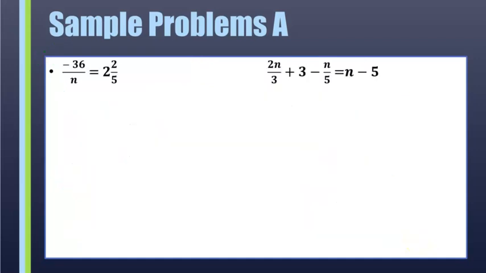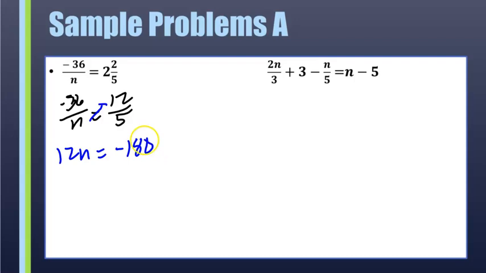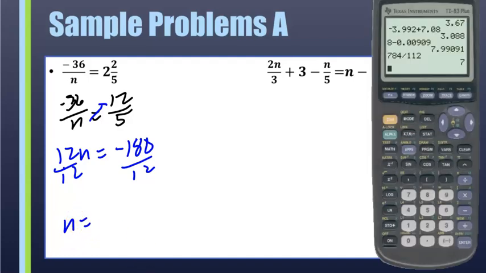Next, I have -36 divided by n equaling, as an improper fraction, 12/5. To solve this, I'm just going to use cross products, so 12 times n is 12n, equaling 5 times -36. That would give us -180. Now divide by 12 on both sides. N is going to equal, and let's grab our calculator, -180 divided by 12, and we get -15.